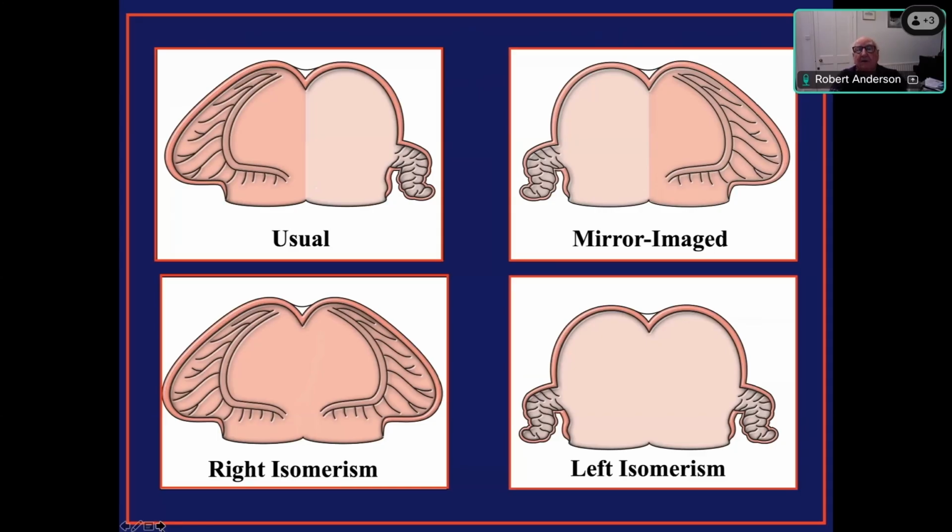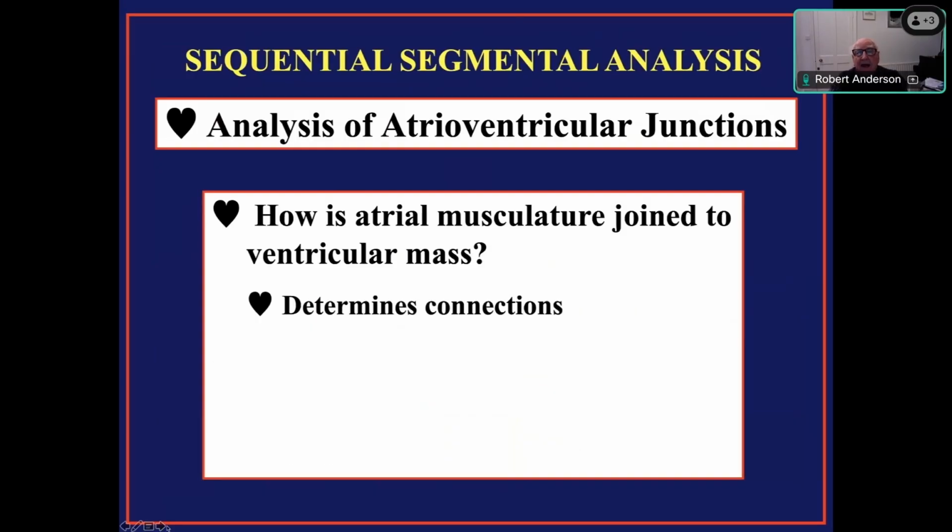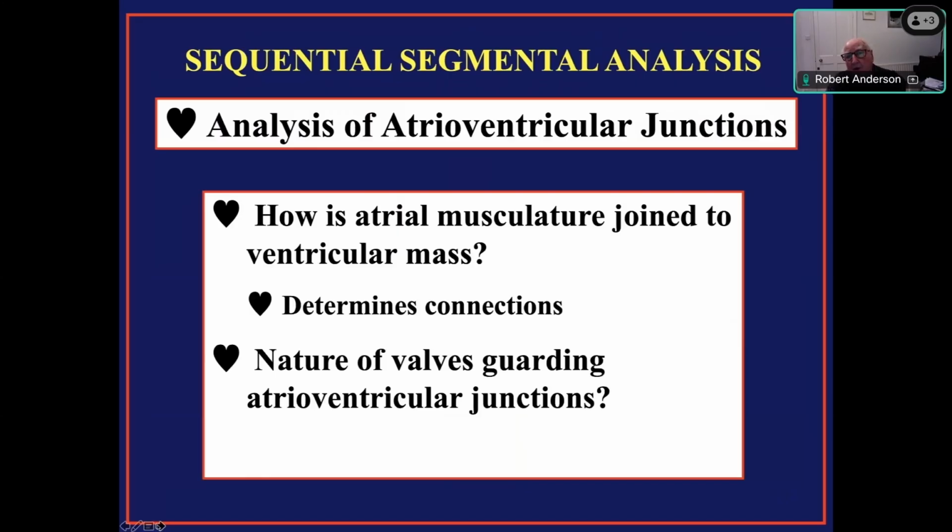And in my experience, every heart that I have ever seen can be placed in one of these four categories, meaning that it is atrial arrangement on the basis of the appendages that permits us to start the analysis of the atrioventricular junctions. So how do we do that? We ask two questions. How is the atrial musculature joined to the ventricular mass? And that tells us about the connections. Secondly, what is the nature of the valves guarding the junctions? Because they can modify the connection.